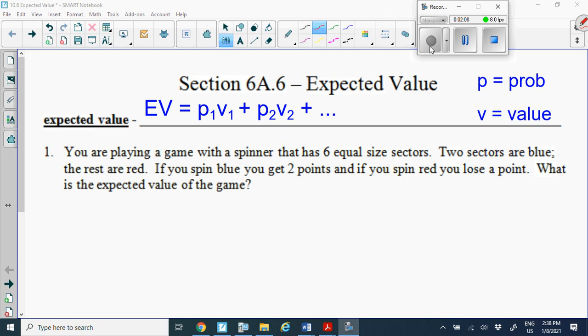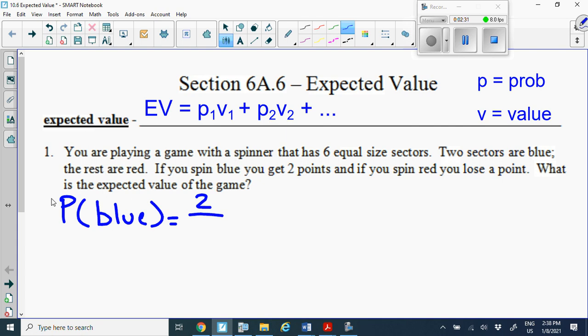Okay, so what we need to do is find the probabilities first. So we have 2 events here. We have blue and we have red. So let's find the probability of blue. I'm going to write it with blue so we don't get confused with the colors. So remember, to find probability, we need to know how many blues there are total. There's 2. And how many sectors out of all of this. There's 6. Now make sure you do simplify your fraction. We get 1/3.